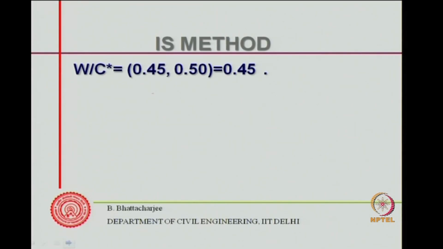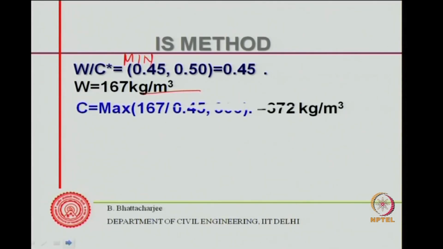So, water to cement ratio is the minimum of these two, and is 0.45. We found out water is 167 kg, cement is 167 divided by 0.45, or 300 from the durability requirement. So, maximum of these two, and this gives me 372 kg per meter cube. So, control concrete without plasticizer has got 372 kg of cement content and water cement ratio of 0.45.